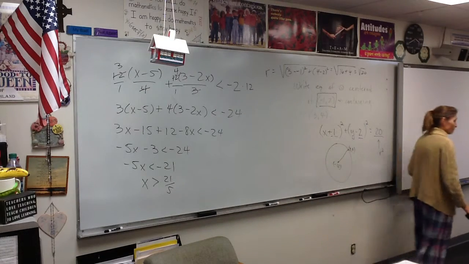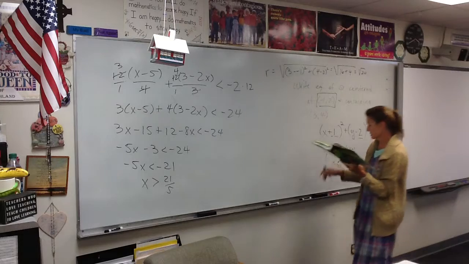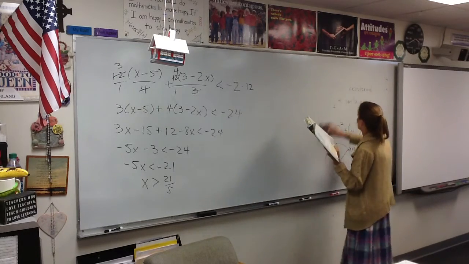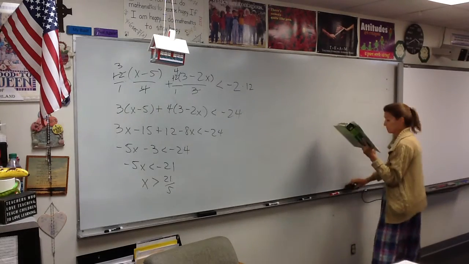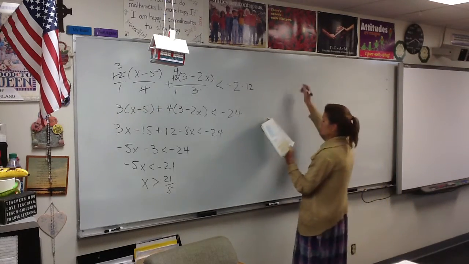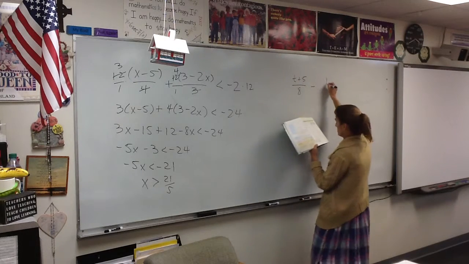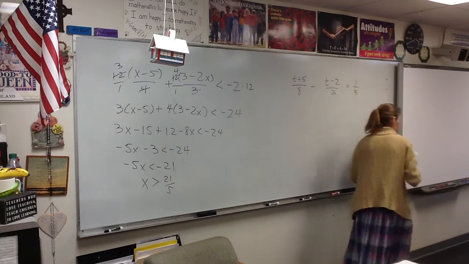Jamie? All right, let's take a look at number 27, which is kind of like the one we just did, only it's an equation. Okay, so what'd you do, Jamie?